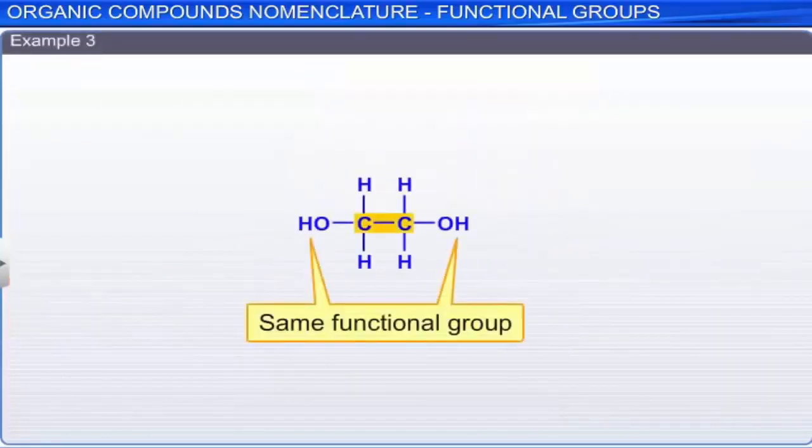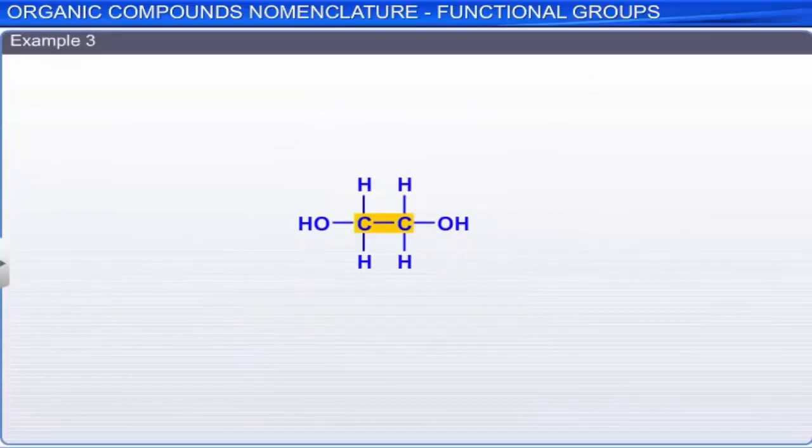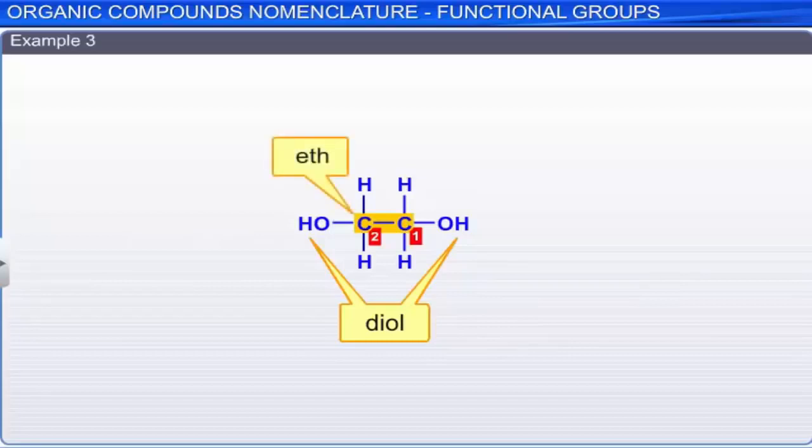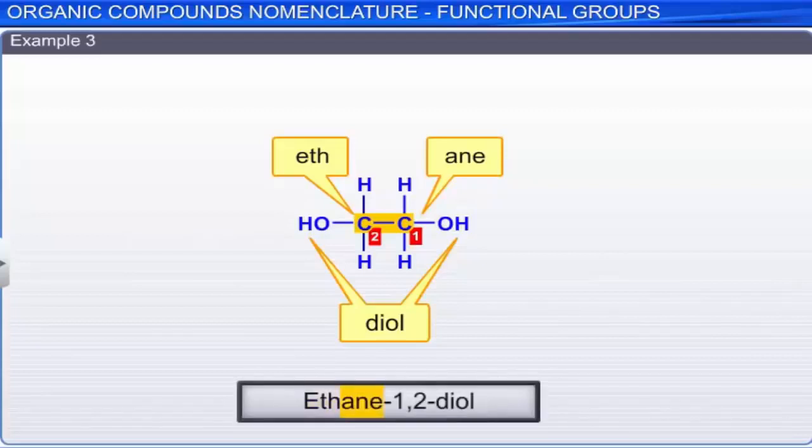If the same functional group appears more than once in a compound, we name the compound by adding di, tri, etc. before the suffix, and the full name of parent alkane is written before the suffix. In this case, since two carbons are present, therefore the word root is eth. A single bond is present, therefore the suffix is ane. Hence, the name of the compound is ethane-1,2-diol.